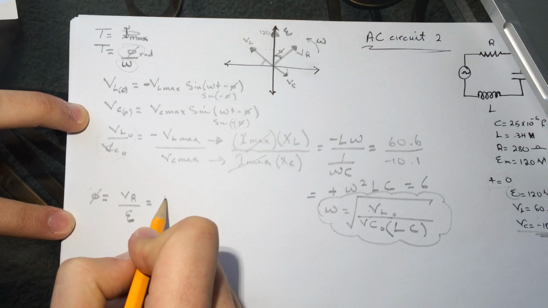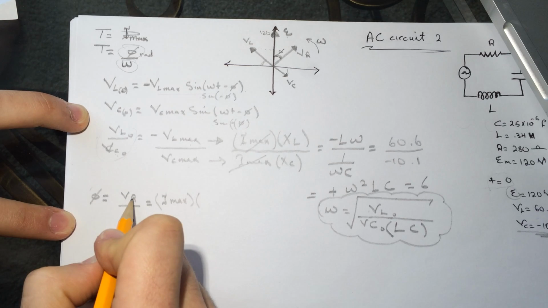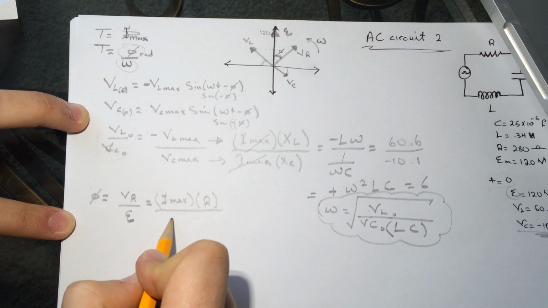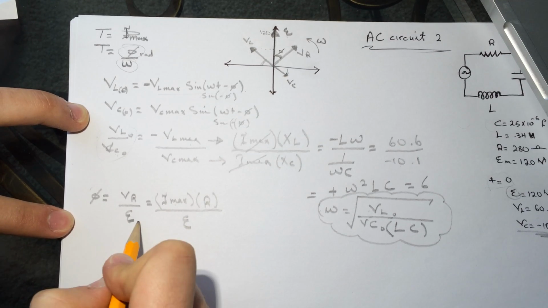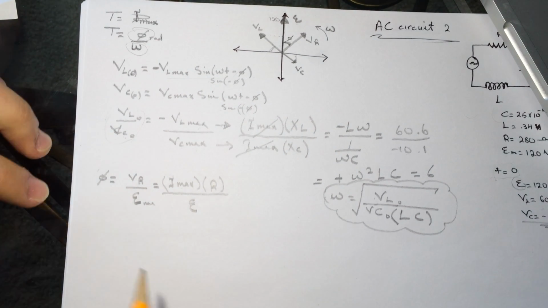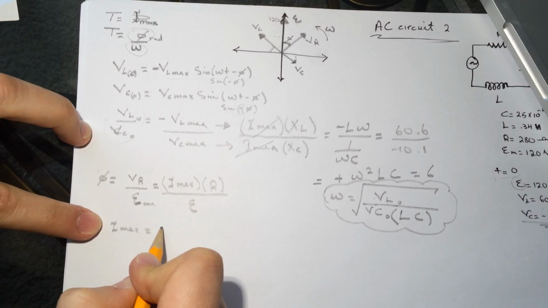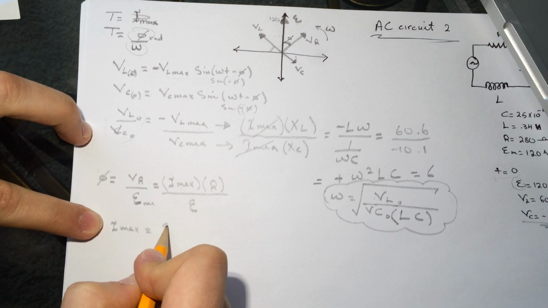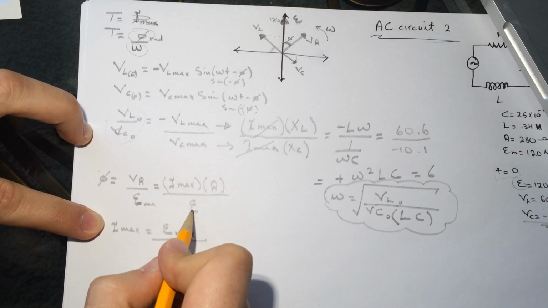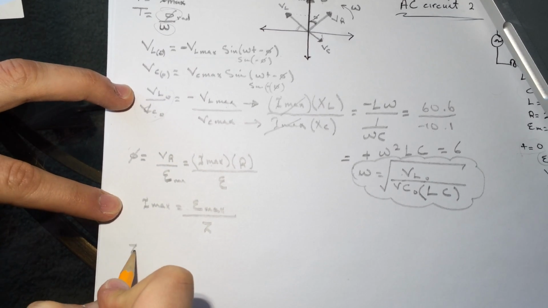VR is the I max times the R. Okay, we have the R, but we don't have the I max, and we have the voltage max. We need to find the I max now. So I is equal to V, the voltage across the generator, divided by the Z, the impedance. Okay, so we need to find the Z now.